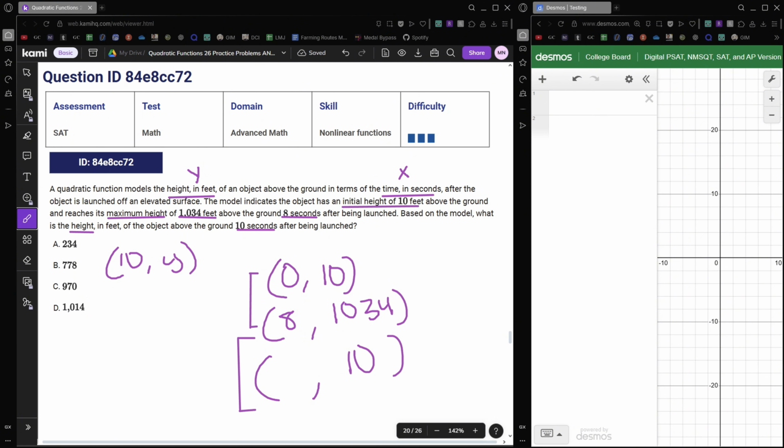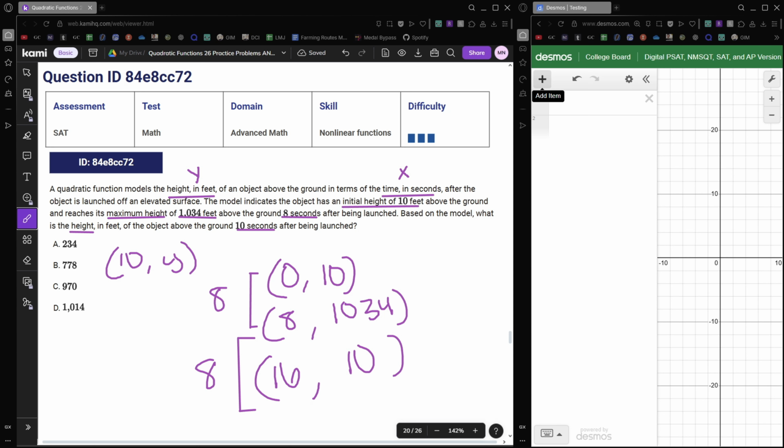Alright, so the distance from the y-intercept to the vertex is 8. You added 8 to go from 0 to 8. So that means the distance from the vertex to our second point here will also be 8. 8 plus 8 is 16, so that means the x value of this point will be 16. Now that we have 3 points, let's go ahead and solve for this using regression.